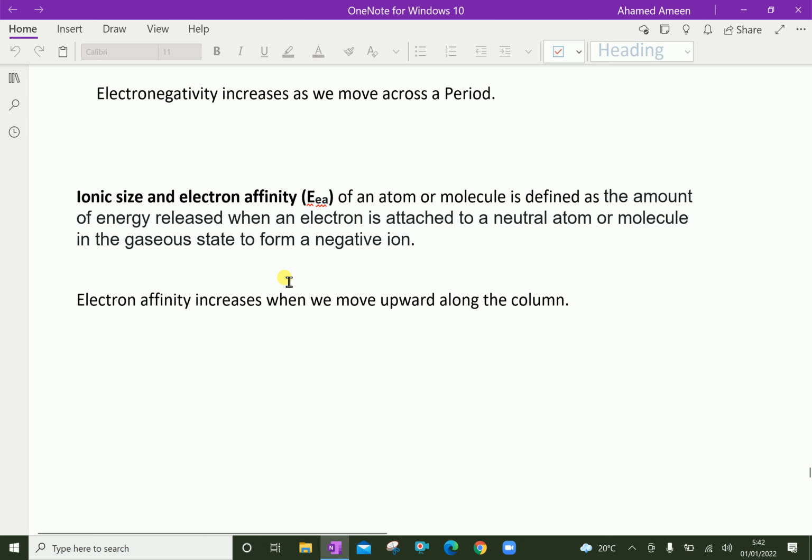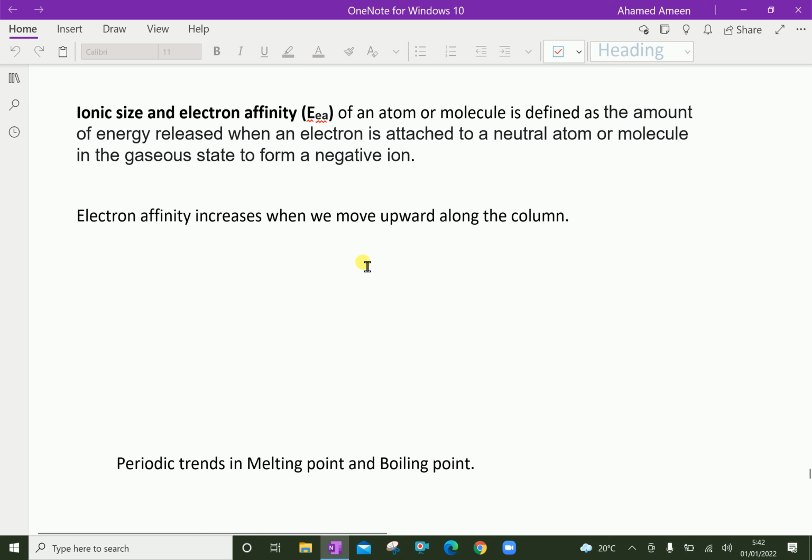Next, ionic size and electron affinity. The electron affinity of an atom or molecule is defined as the amount of energy released when an electron is attached to a neutral atom or molecule in the gaseous state to form a negative ion. Electron affinity increases when we move upward along the column.